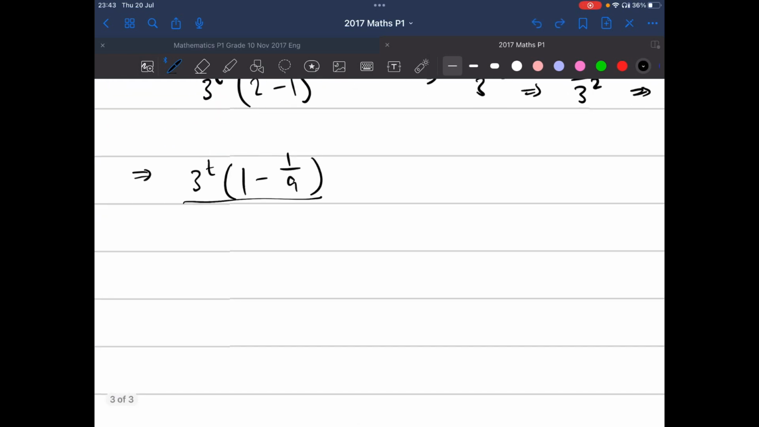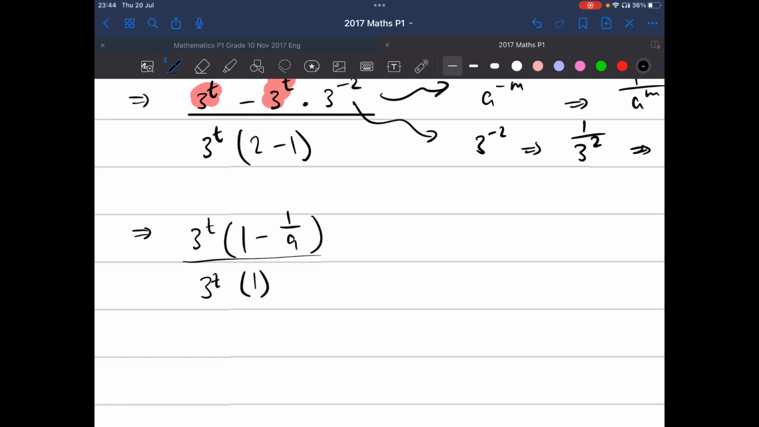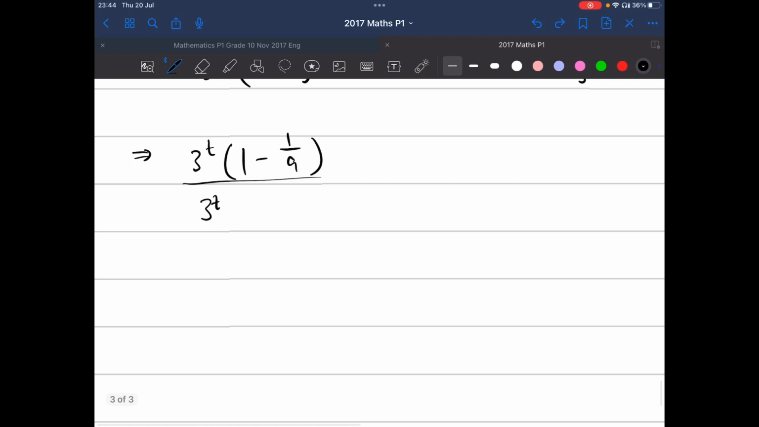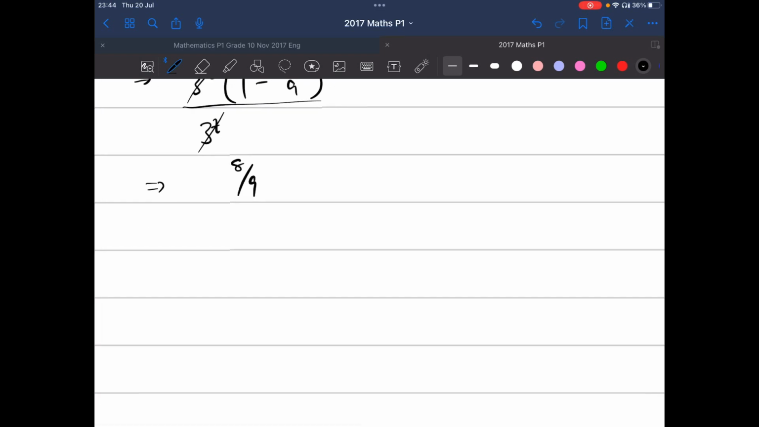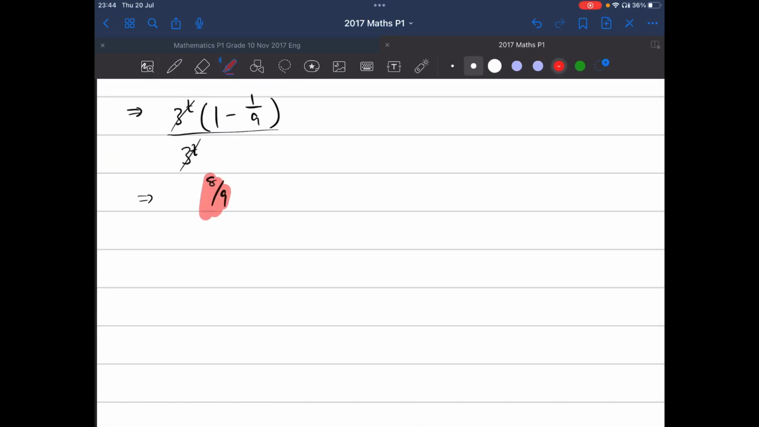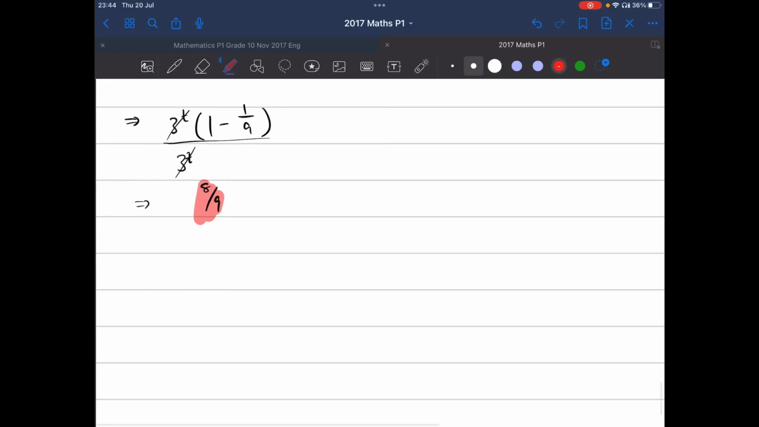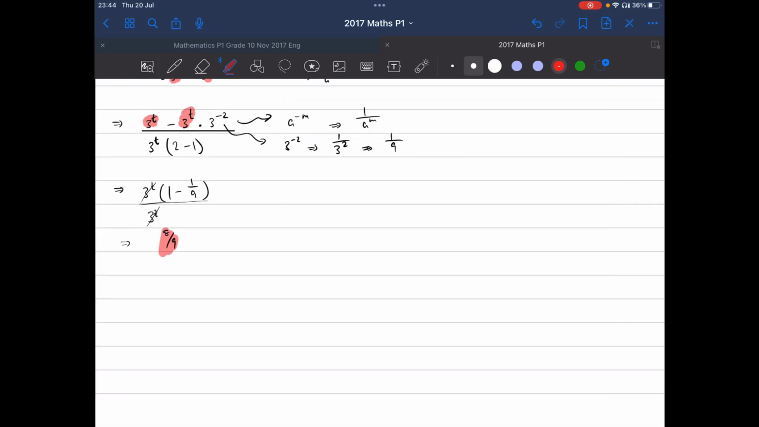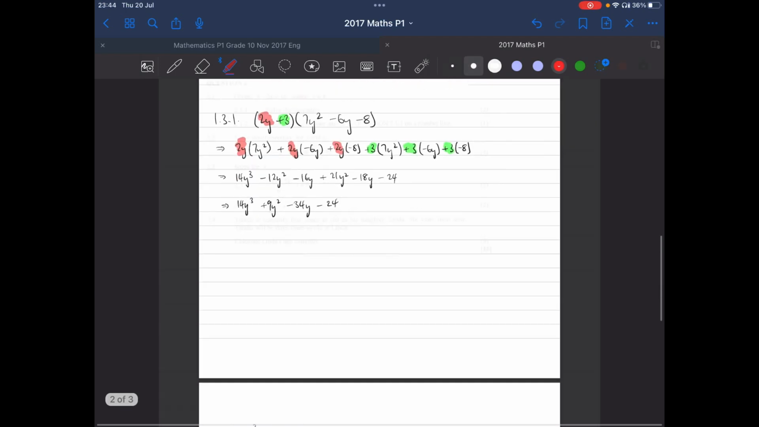Okay, and then at the bottom we still had 3t. 2 minus 1 is just 1, so I don't even need to show that because it's the same thing. And then now we have 3 to the t on the top and the bottom, so we can get rid of that. And then we just have 1 minus 1 over 9, and that comes to 8 over 9 as the final answer if you subtract that 1 minus 1 over 9. Okay, cool. So that's basically question 1 done.